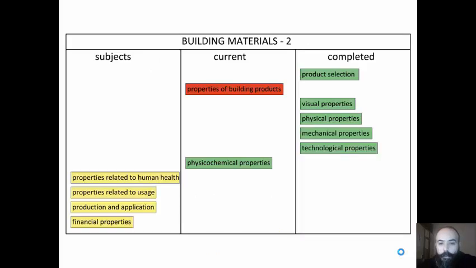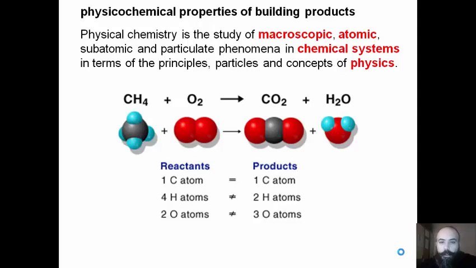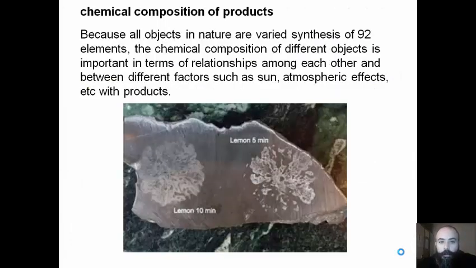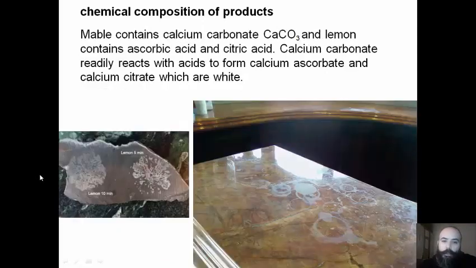We are going to continue with physicochemical properties of building products. Physical chemistry is the study of macroscopic, atomic, subatomic, and particulate phenomena in chemical systems in terms of the principles of physics. Because all objects in nature are varied syntheses of 92 elements, the chemical composition of different objects is important in terms of relationships among each other and between different factors such as sun and atmospheric effects with products.